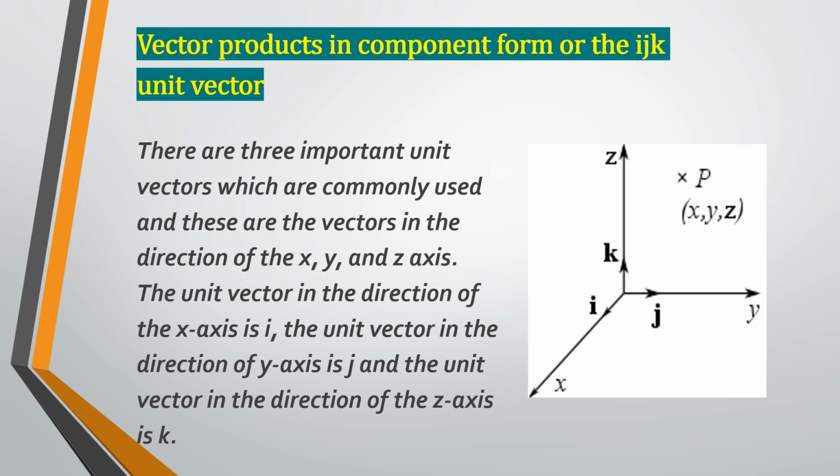Vector products in component form, or the i, j, k unit vectors. There are three important unit vectors which are commonly used, and these are vectors in the direction of the x, y, and z axes. The unit vector in the direction of the x axis is i, the unit vector in the direction of y is j, and the unit vector in the direction of the z axis is k. From this figure, we can see.